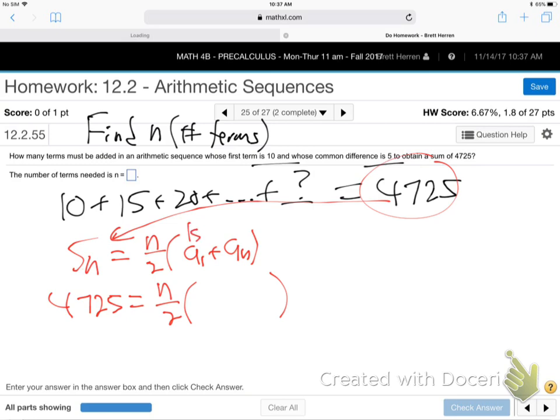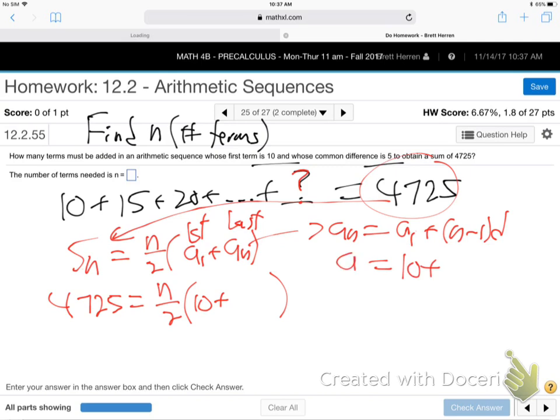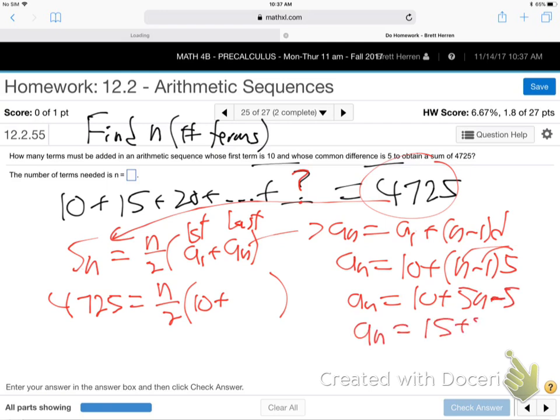First term, last term. Do I know the first term? Sure do. It's 10. Do I know the last term? No, I got a big question mark there. But I've got a formula for A sub n. What's the formula for A sub n? A1 plus n minus 1 times d, right? A1 is 10. N I still don't know. And the d, the difference from term to term, is 5. So clean that up. 5n minus 5. AN is 5 plus 5n. Take that, put it right in there.